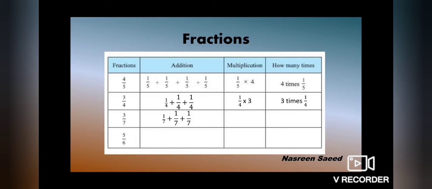3 upon 7. Again, it has to be added 3 times. 1 upon 7 plus 1 upon 7 plus 1 upon 7. जो न्यूमरेटर है उतना ही ऐड करना है. We don't have to see the denominator. Multiplication, how are we going to write? 1 upon 7 multiplied by 3 or 3 times 1 upon 7. The last one, 1 upon 6 is added 5 times. 1 upon 6 plus 1 upon 6, that is added 5 times. In multiplication, 1 upon 6 multiplied by 5 or 5 times 1 upon 6.